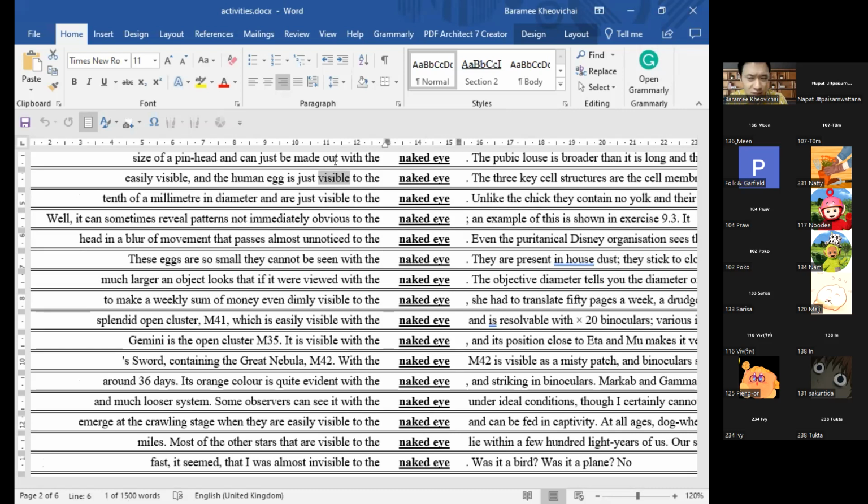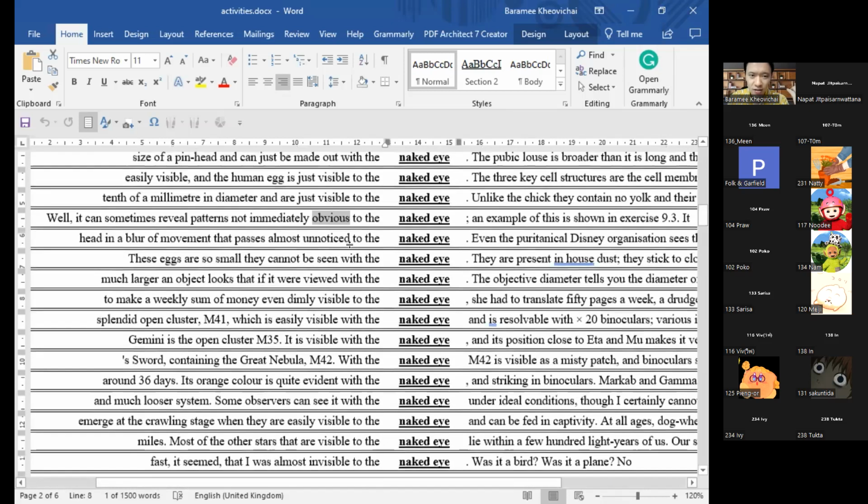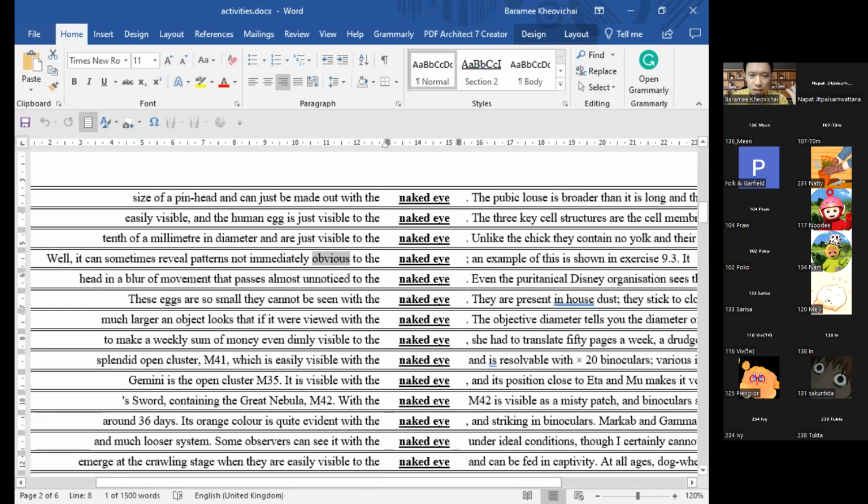Is she still, yes? Invisible. We have invisible as well. Okay, visible, invisible. Okay, thank you. So we have adjectives, right? Apart from that, we have obvious, right? We have obvious. What else? Okay. Yeah, visible, obvious. Evident. Evident. Okay. Right. So let me ask another person for the verb.